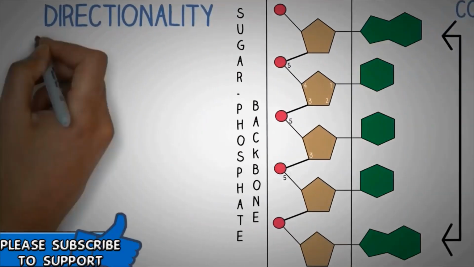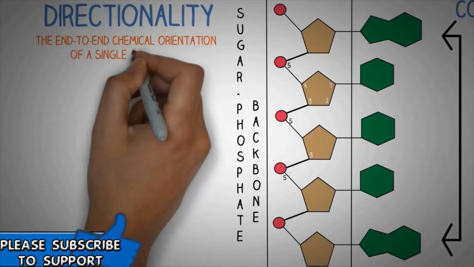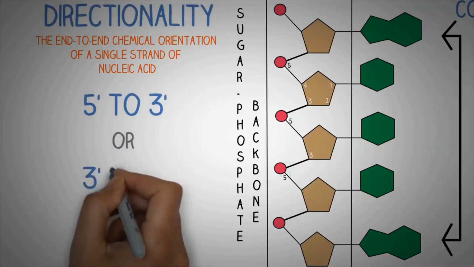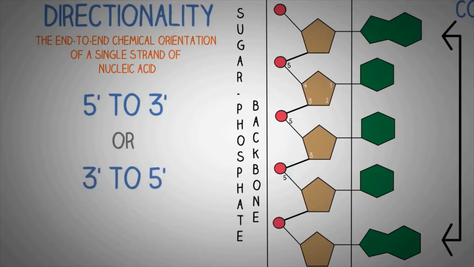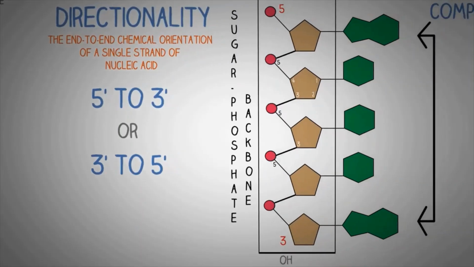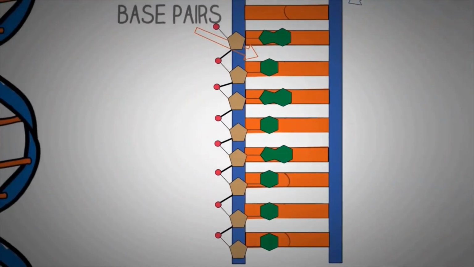Now what directionality essentially means is that it is the end-to-end chemical orientation of a single strand of nucleic acid. In this example, you are seeing the single strand of a nucleic acid. Now the direction of the DNA is expressed in two ways: 5' end to 3' end, or 3' end to 5' end. Now if you look closely at this structure, you can basically see that it has a 5' end to which a phosphate group is attached, and it also has a 3' end below to which a hydroxyl group is attached. So if we come back to our DNA ladder model, we can see that the strand we made before runs in 5' to 3' direction.